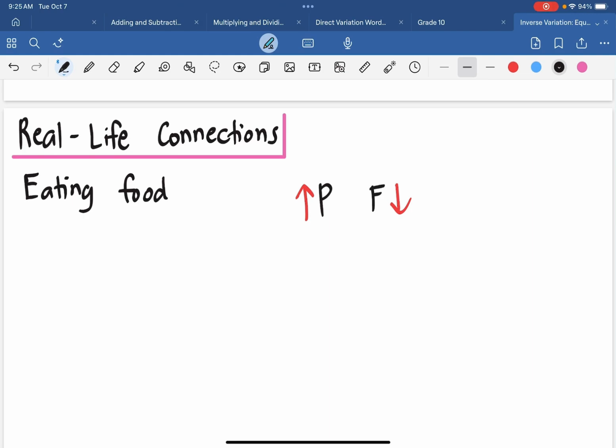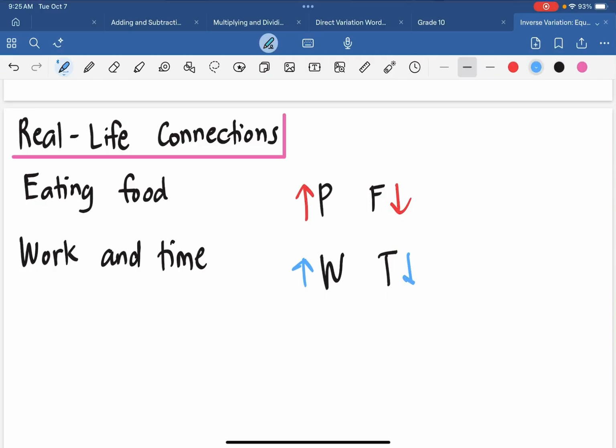Another thing we could also have is work and time. So the more workers you have, that means the less time it takes to finish a task. So if we have more workers, then obviously the time would go down.